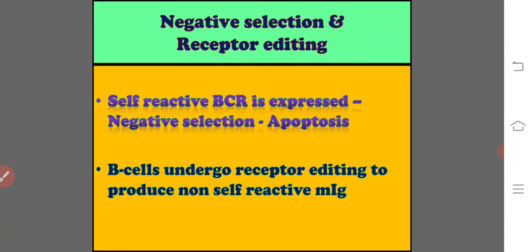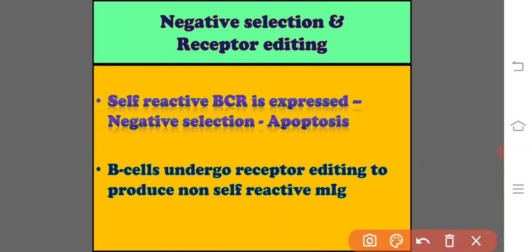And within the lymphoid organs, there was negative selection and receptor editing. What is the basic function of the lymphoid organs? It is activating the lymphocytes, and those which can identify the non-self antigens will be selected for clonal expansion and clonal proliferation, whereas those which develop receptors for the self cells, for our own body cells, will be killed off.